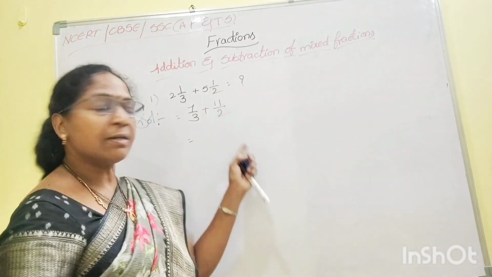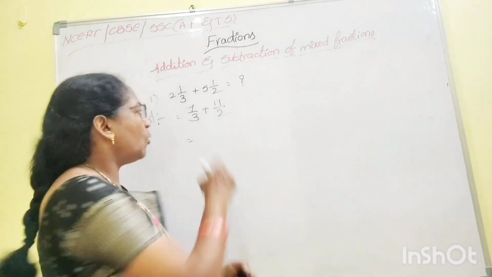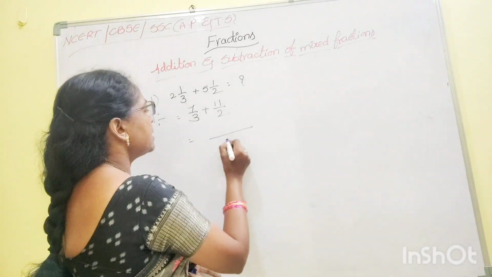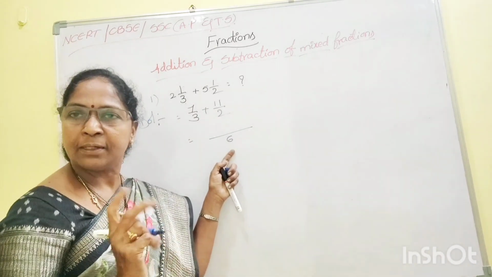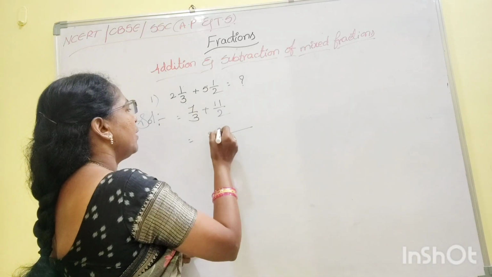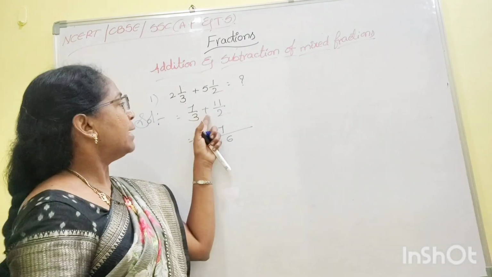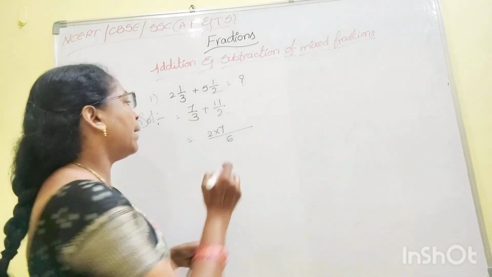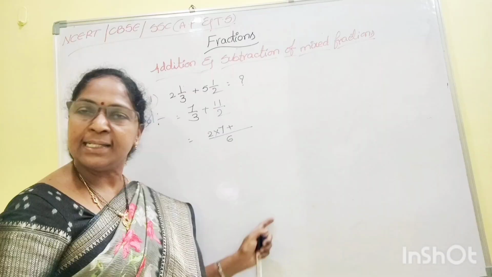7 by 3 plus 11 by 2. Now directly I have to find the LCM of the denominators. 3 2s are 6, so 6 is the LCM. 3 divides 6 how many times? 2 times. So 2 multiplied by the numerator value 7, and here plus is there, so you write plus. If minus is there, then you write minus. So for both addition and subtraction, the procedure is the same.